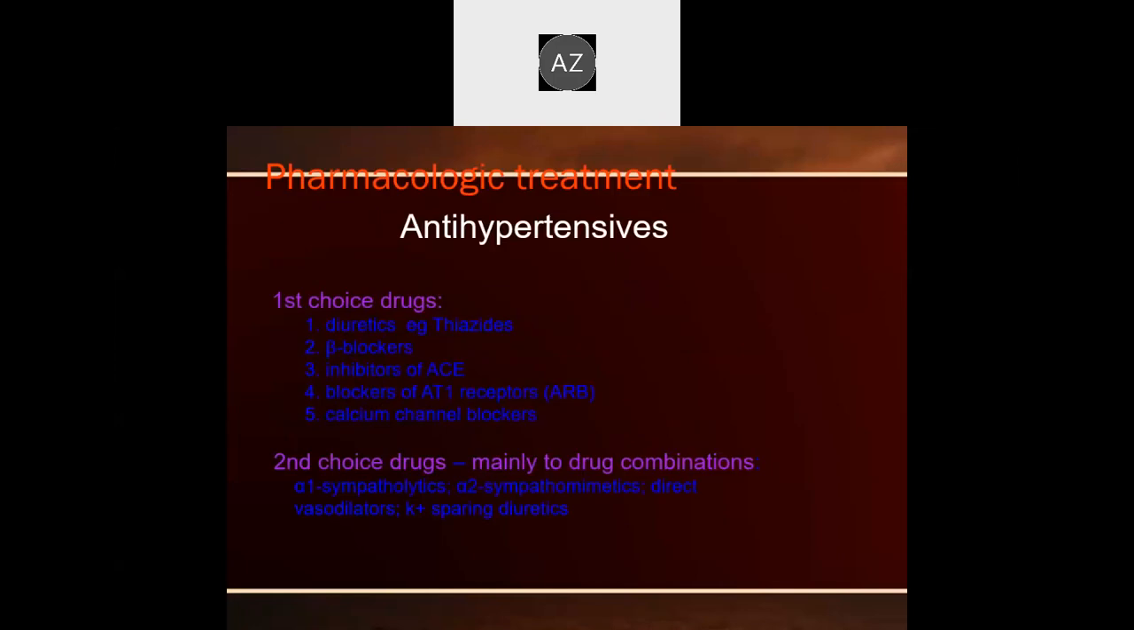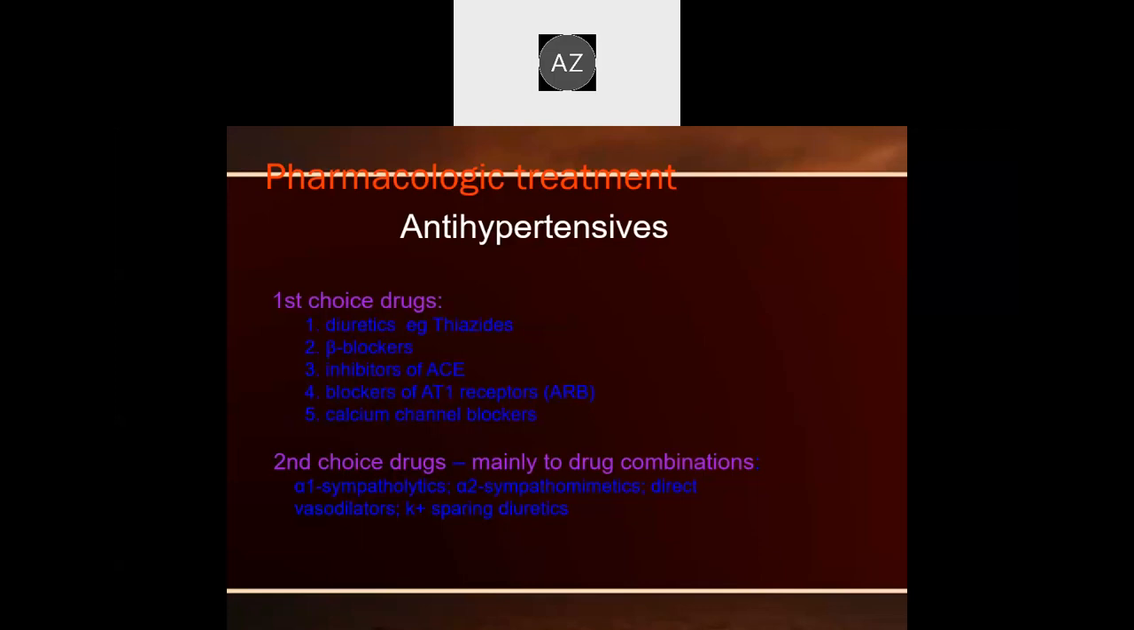Now, what are the best treatments for hypertension pharmacologically? So you have the first choice, the second choice, and all that. This one is very important and high yield. It's the mainstream management of hypertension. You can check on the JNC 8, the latest version of the Joint National Committee guidelines on management of hypertension.